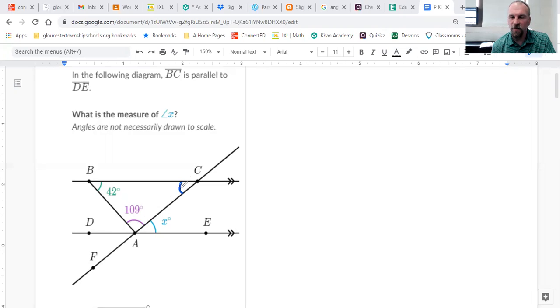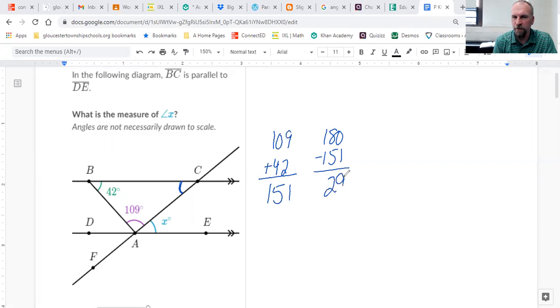And I see that this angle is one of the 3 angles on the interior of this triangle. So if I've got 2 of the 3 interiors, I've got a 109 and a 42. These numbers look familiar, huh? That gives me a 151. And then the 3 interiors of a triangle make 180. So subtract that from 180. And it still gives me, as my final answer, 29 degrees.